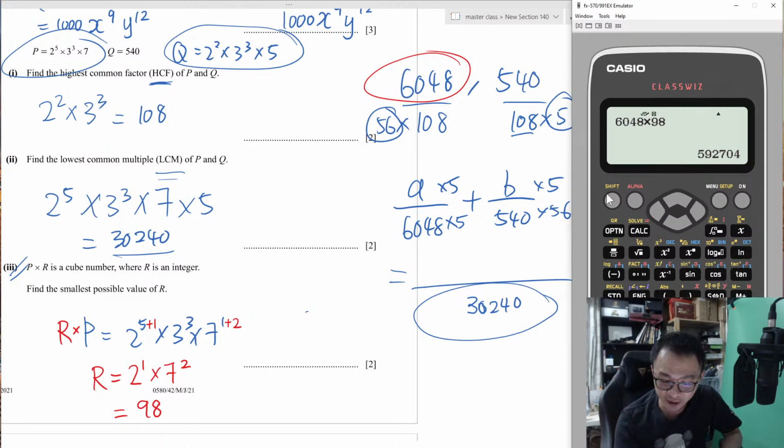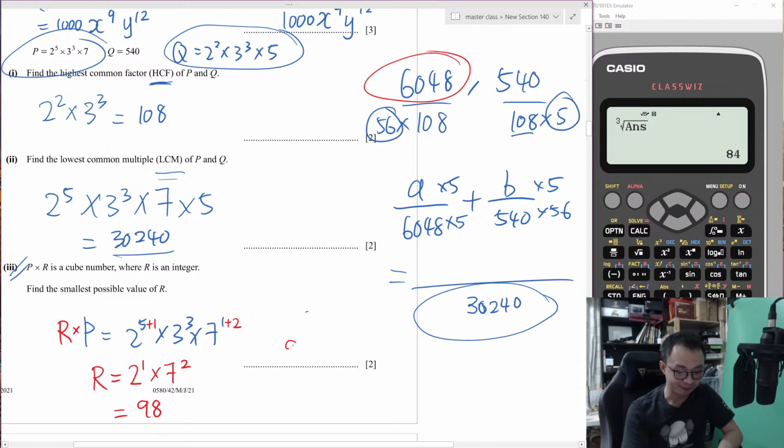So what I will do is I will just cube root the answer. Shift cube root my answer here. You realize I get the whole number, isn't it? So yeah, 98.